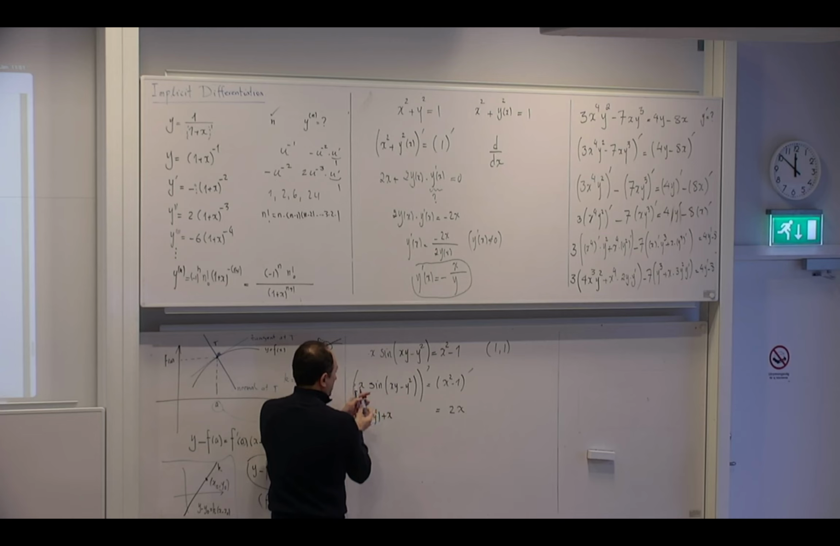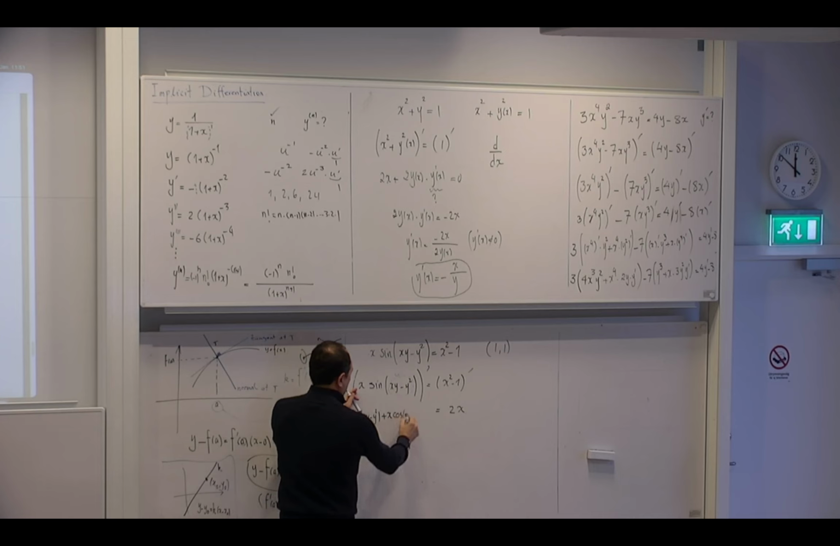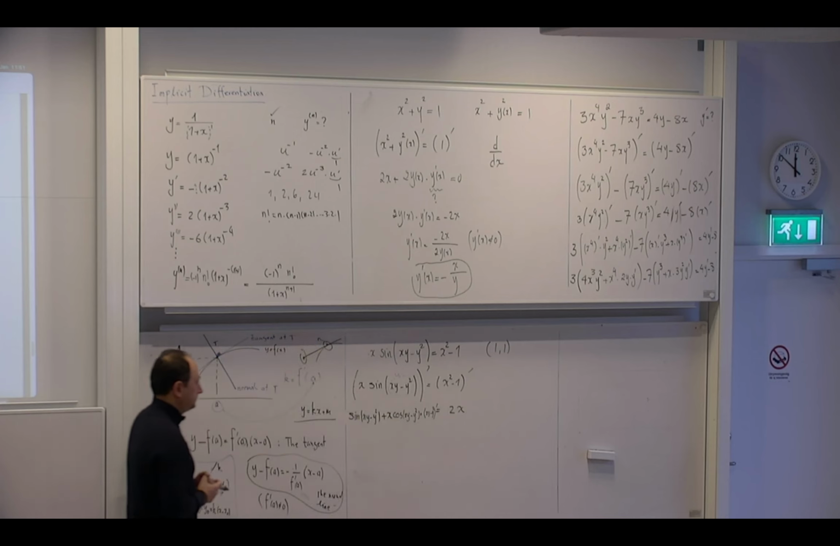But the second one is a chain rule. So you have to take this u in your head. Sine of u becomes cosine of u, but multiplied by u prime. Yes?